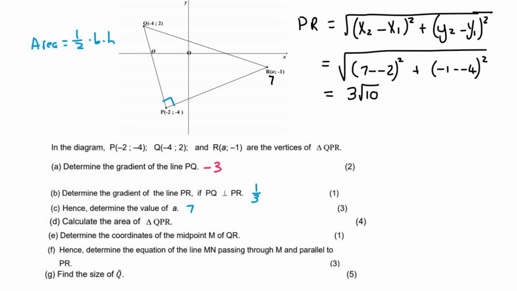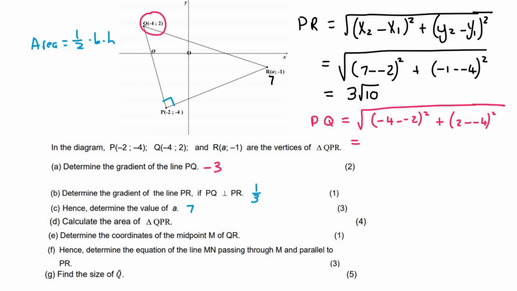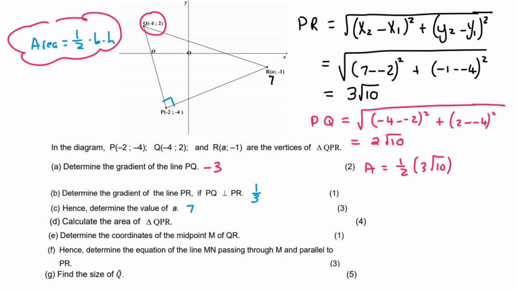I'm now going to calculate the length of PQ. So PQ, I'm going to use this point first. It doesn't really matter, you can use different points first, but I'm going to go minus 4 minus minus 2 plus 2 minus minus 4. And if you work that out, you end up with 2 square root 10. Then I would use the area formula, which we have here. And so the area is going to be a half base multiplied by the height, and if you work that out, you end up with a nice answer of 30.